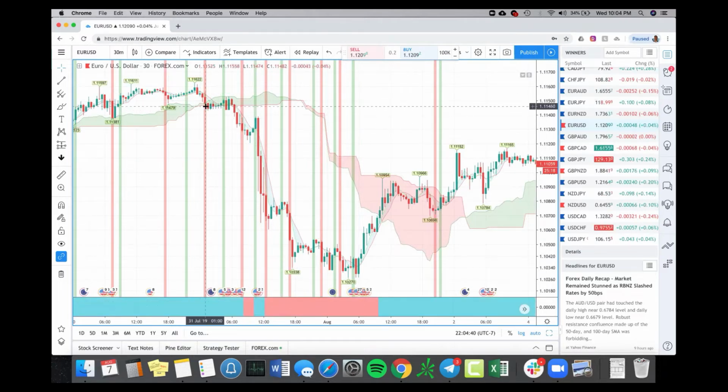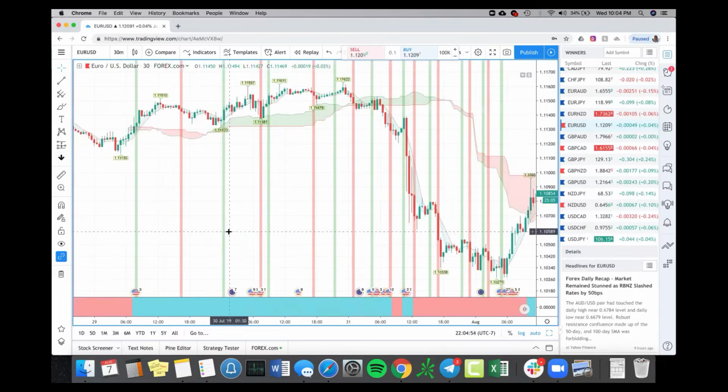skipped these up here. This would have been a winner, but I would have skipped it. I would have taken this one because it matched up. I would have taken this one because it matched up. So I would have gone 4 trades. I would have missed out on 1 trade. But that will just always depend on your risk tolerance.